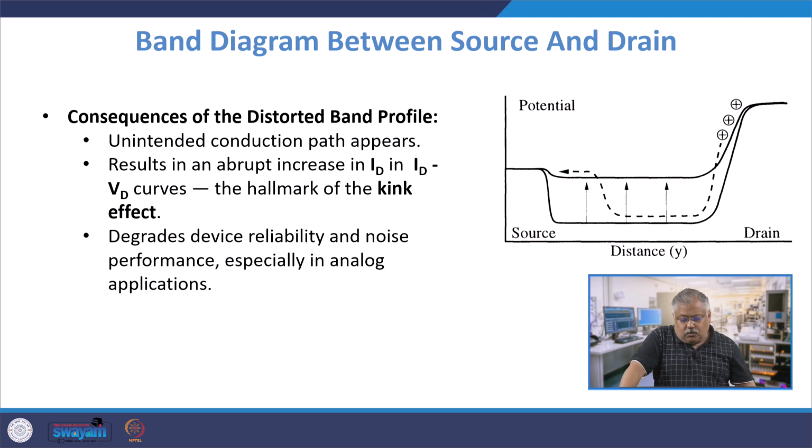Now let us look at what are the consequences of distorted body potential. The sudden increase in the current looks good, but from a power perspective not a good idea. Further, because of this kink effect, sudden rise in the current because of temperature, the device reliability is affected and a large noise gets inserted, and therefore signal to noise ratio tends to fall in such a scenario. Why? Because the current increases, and not only does the current increase, the noise also increases drastically because of the kink effect, and that is the consequence of the band profile, a distorted band profile between source and drain due to impact ionization.